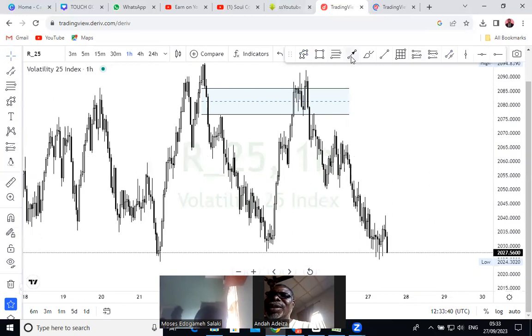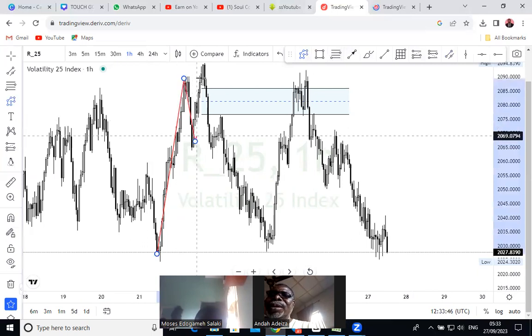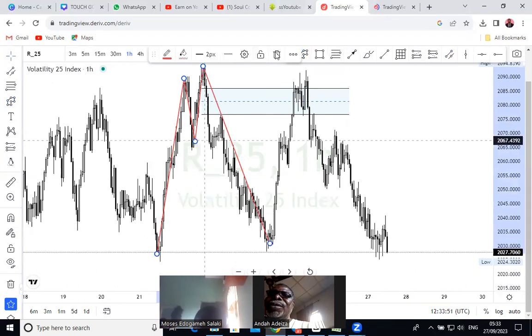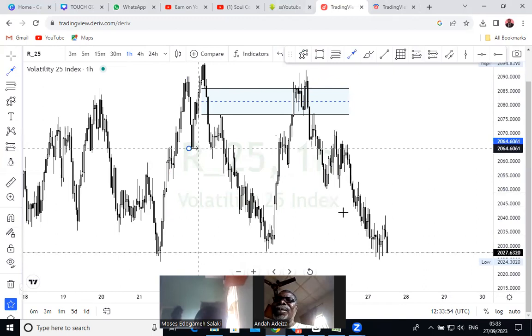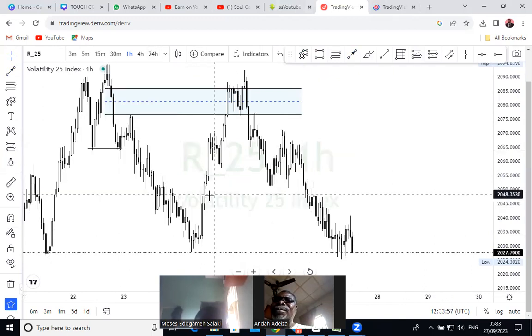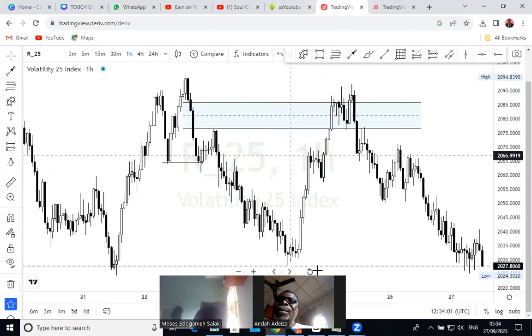Why? See how price was buying, price bought, came down, came down. What do you call this? That's a bearish structure here. Okay. So price sold, broke structure down. So when I saw this, I knew that we were going to sell. Let me check.